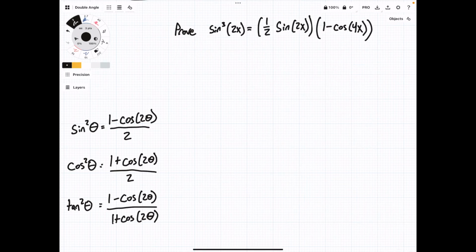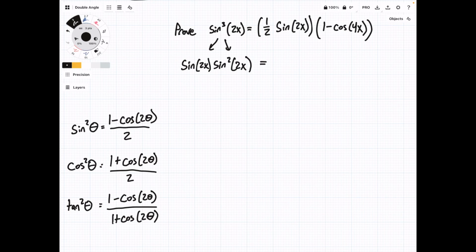Next question, we're asked to prove that sine cubed of 2x is equal to 1/2 sine of 2x times 1 minus cosine of 4x. For some reason, this one looks harder than the cosine to the 4th x problem that we just did, but it's really not. The first step is to just break this first term into 2 separate terms, which is going to be sine of 2x and sine squared of 2x. And we're going to leave the right side alone for right now.